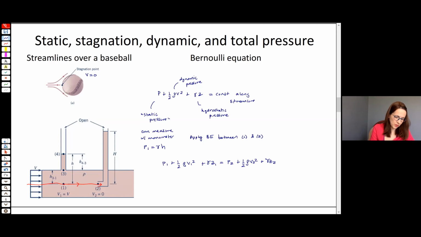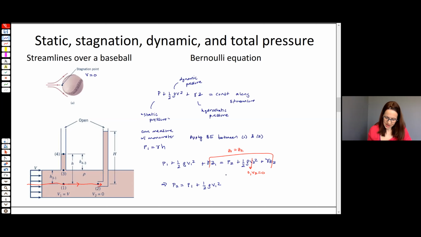Now we're going to make a few assumptions to simplify this. We're going to assume that heights 1 and 2 are the same, that Z1 is equal to Z2, so no change in elevation. And we just talked about how point 2 is a stagnation point. So this term goes to 0. So rearranging this, we get that P2 is equal to P1 plus 1/2 rho V1 squared.